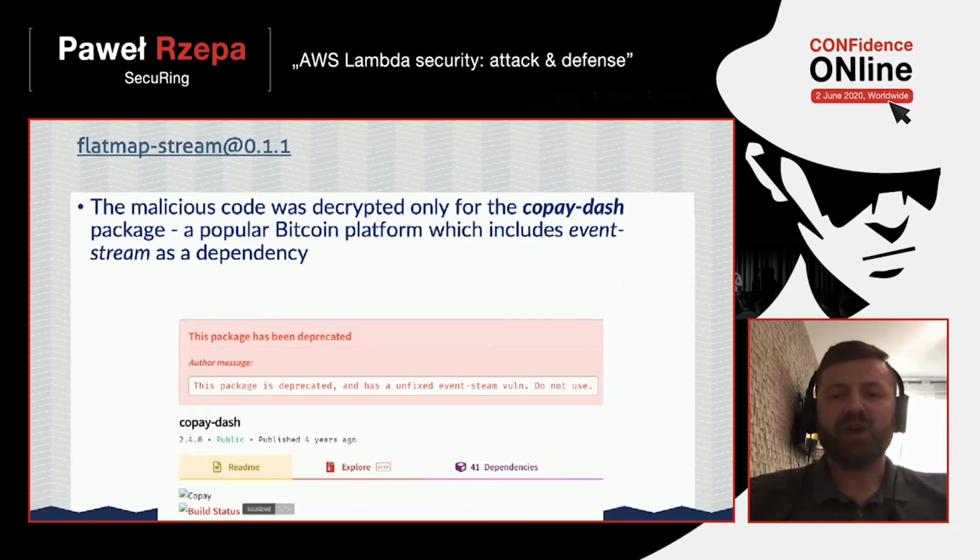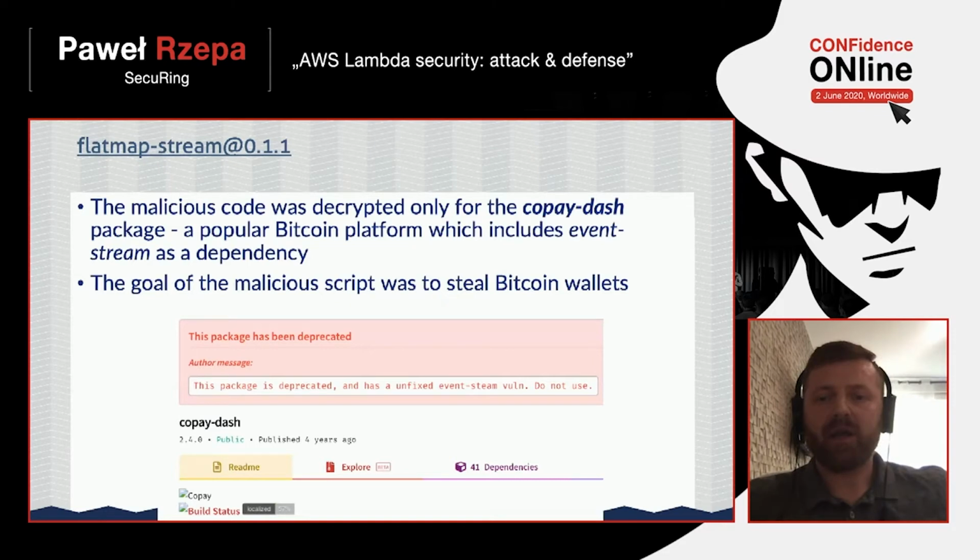The malicious code looked for the copay-dash package, which uses event-stream as a dependency. Only when this package was found, the malicious code was decrypted and executed. Copay-dash is a popular Bitcoin platform, so as you may have already guessed, the goal of the malicious code was to steal Bitcoin wallets. The whole attack went undiscovered for 48 days, and the only reason why it was detected was sheer luck.